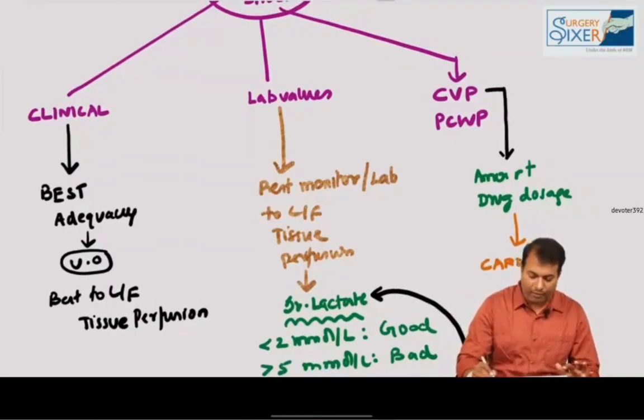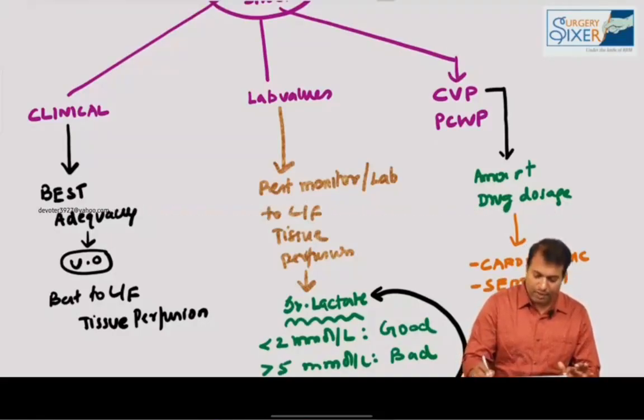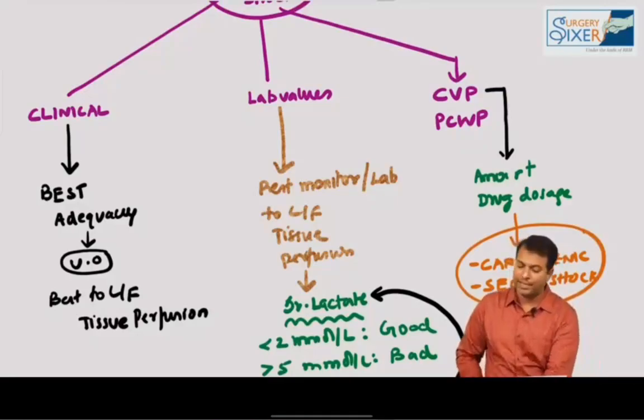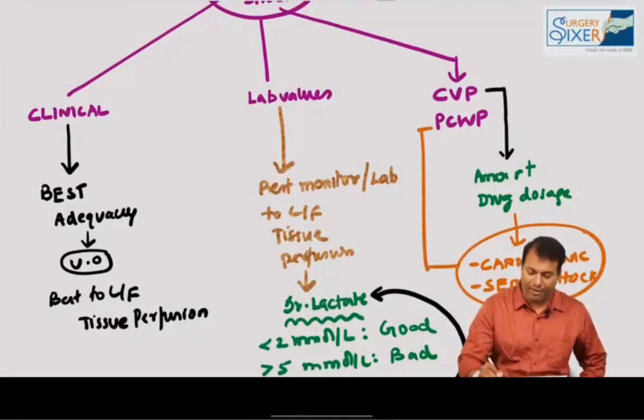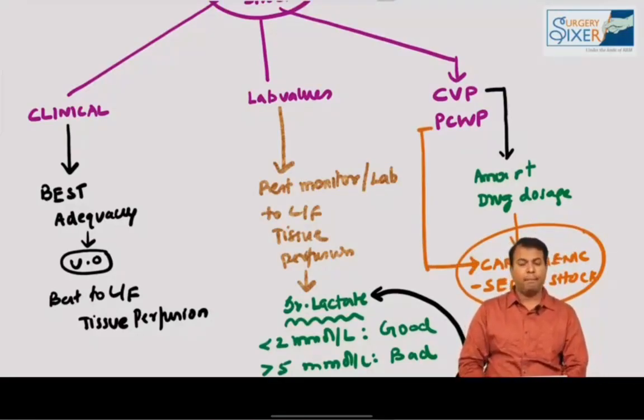CVP is not accurate for cardiogenic shock and also for another shock known as septic shock. So CVP is not ideal for these two cases, cardiogenic shock and septic shock. For cardiogenic shock, we use pulmonary capillary wedge pressure. For cardiogenic shock, the best method to decide the drug dosage and amount of fluids to be given is by means of pulmonary capillary wedge pressure.